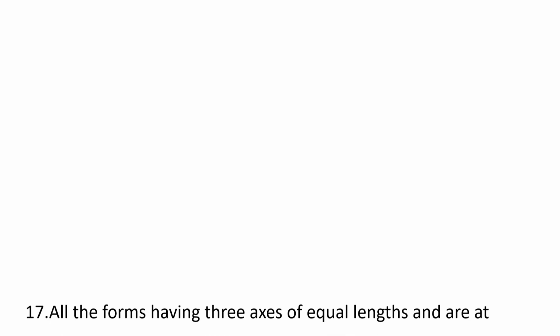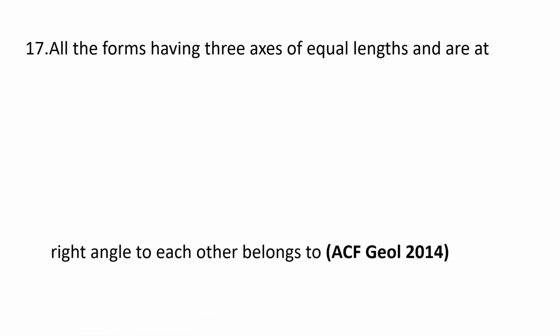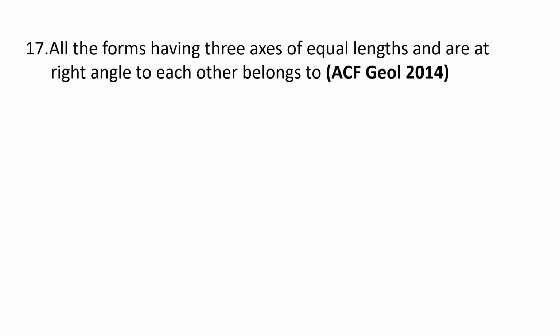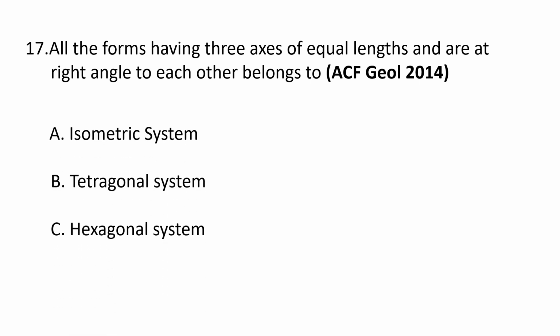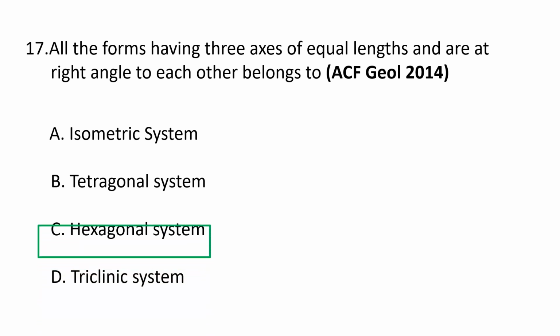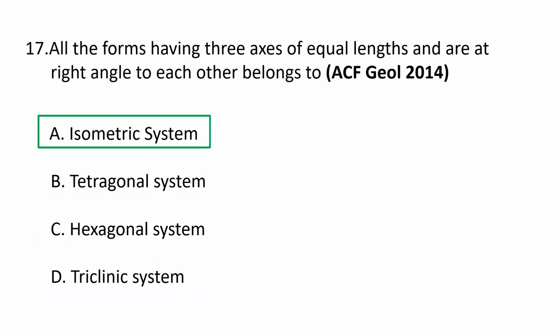Next question. All the forms having three axes of equal lengths and at right angles to each other belong to A. Isometric system, B. Tetragonal system, C. Hexagonal system, and D. Triclinic system. So the correct answer is A. Isometric system. All forms have three axes of equal lengths, so a1 equals a2 equals a3, and these are at right angles to each other. So a1 is perpendicular to a2 and a2 is perpendicular to a3. So this belongs to the isometric system.